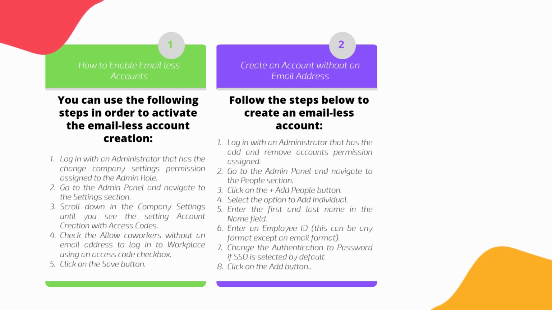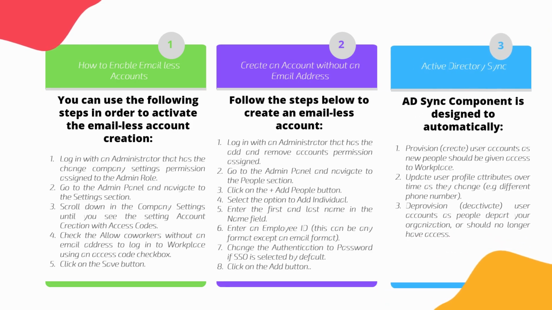Active Directory Sync. The Workplace Active Directory Sync, also called AD Sync hereafter, is a component that lets you synchronize selected groups and organization units from Active Directory to Workplace, eliminating the need for manual user administration when people join and depart your enterprise. The AD Sync component is designed to automatically provision: create user accounts as new people should be given access to Workplace; update user profile attributes over time as they change, for example, a different phone number; and deprovision: deactivate user accounts as people depart your organization or should no longer have access.